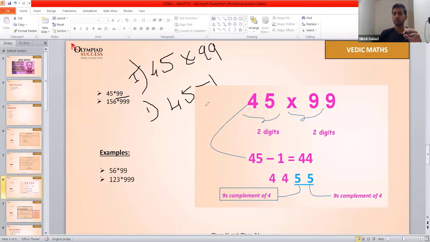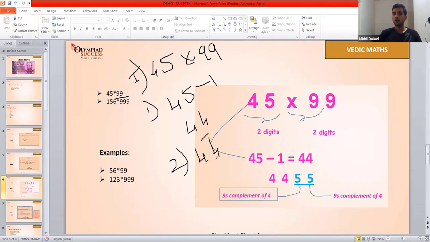How much is 45 minus 1? Yes, 44, isn't it? 45 minus 1 is 44. So write 44 here. Okay. So next, now in the second step, write the 44 once again. That is, you are writing the answer of the first step again.